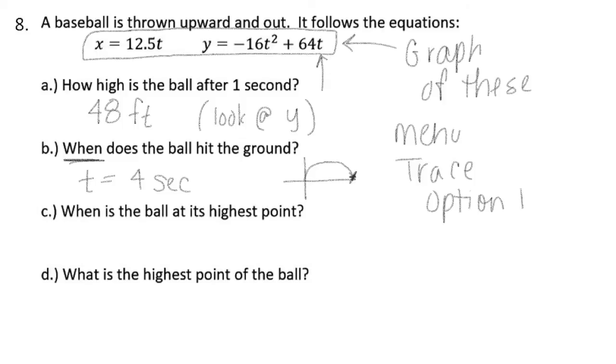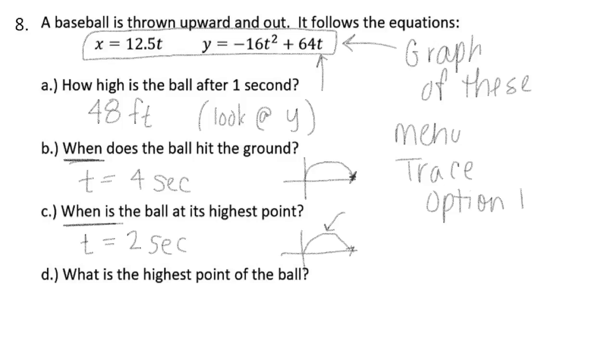And then if you're talking about where the ball is at its highest point, again you should have a sketch something like this. The highest point would be up here where the vertex should be, and that's going to occur when t equals 2. So when is the ball at its highest point? At t equals 2, or 2 seconds.